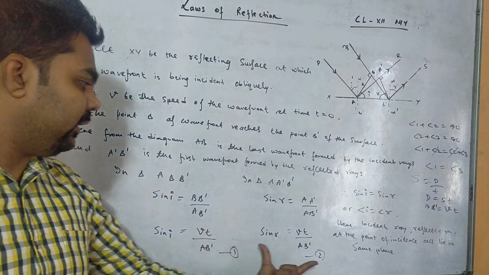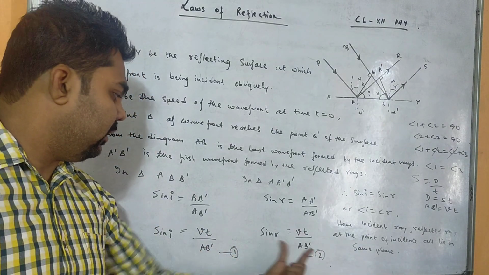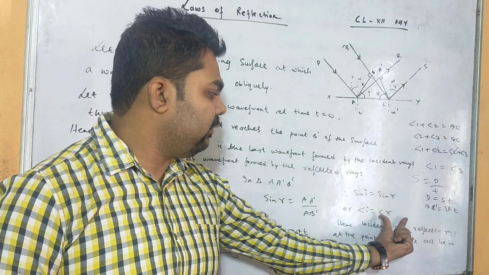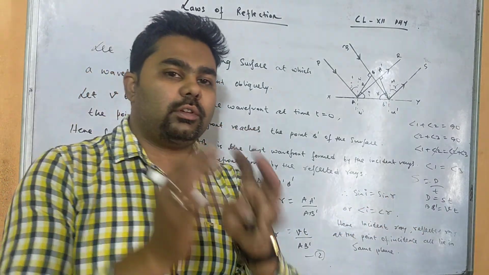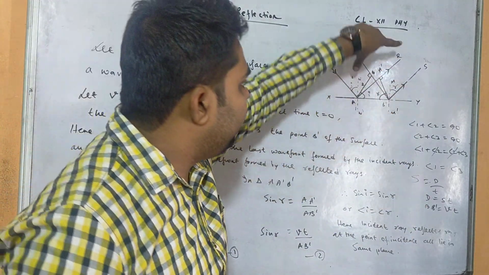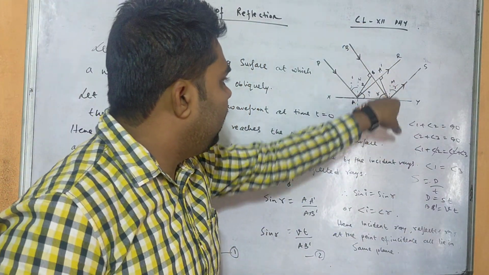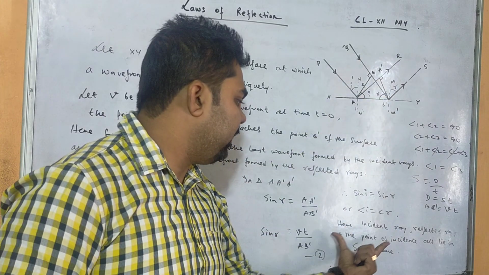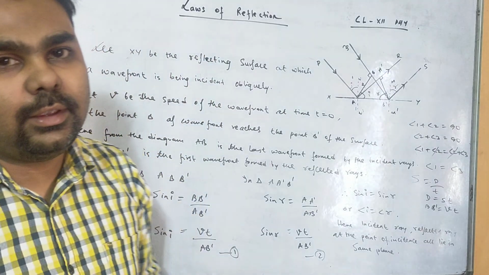So equation 1 and equation 2, you see both are the same here. So we can write sin I equals sin R, or angle of incidence equals angle of reflection. So this is the first law of reflection. The second law says that the incident ray, the reflected ray and the normal at the point of incidence all lie in the same plane. You see, all are lying in the same plane. Hence, the laws of reflection are verified.